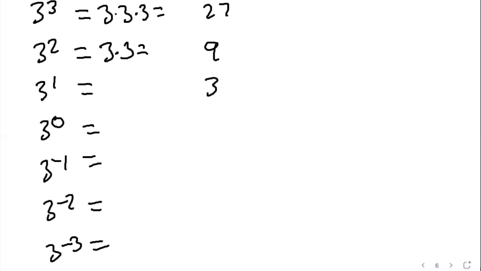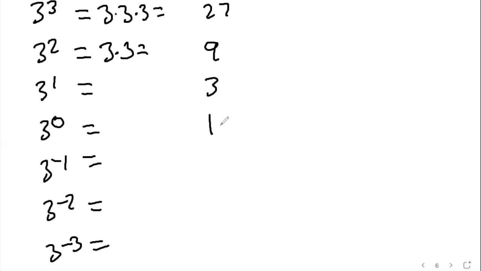Is there a pattern there? If I just gave you the list of numbers, 27, 9, 3, would you notice any pattern there? It seems like we're dividing by 3 each time. 27 divided by 3 is 9. And 9 divided by 3 is 3. As we go down this list, we're dividing by 3. So let's keep doing it. What would 3 divided by 3 be? Well, that would just be 1.